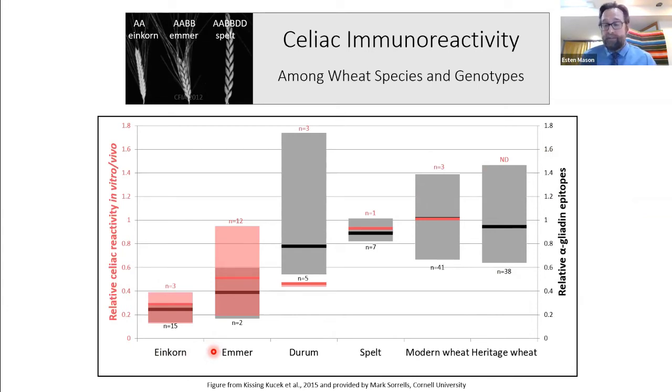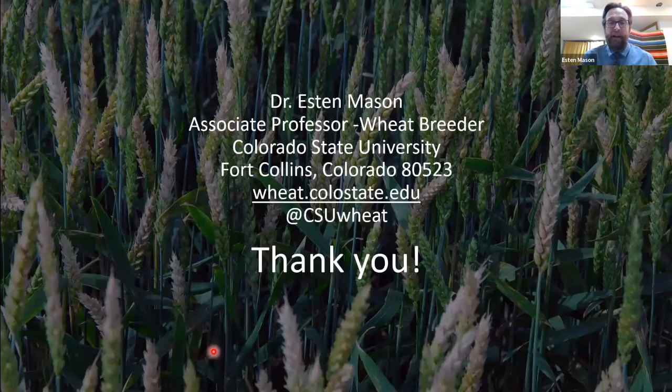Because of this, Cornell has initiated a breeding program to try to improve the properties of einkorn and emmer, while maintaining that genetic diversity but improving some of the processing properties of these. And so, I think there's opportunity there to build on that genetic diversity. So that's all I have.